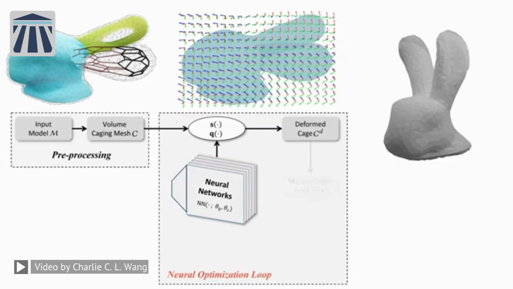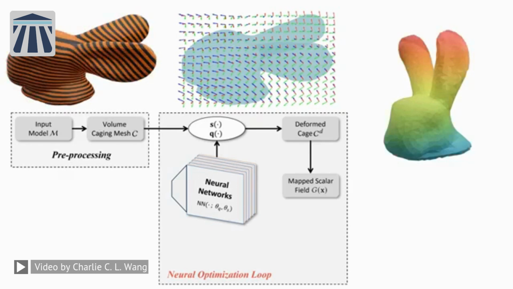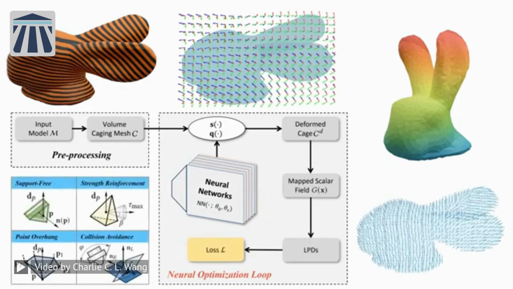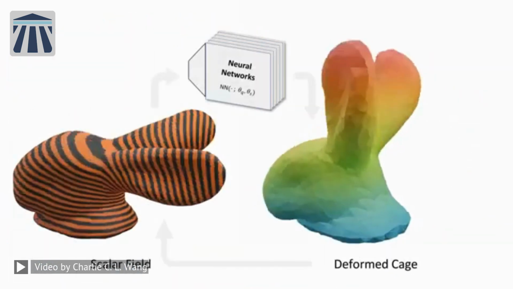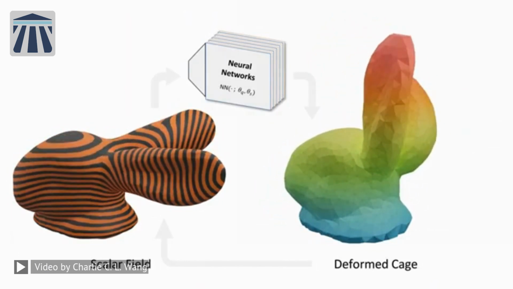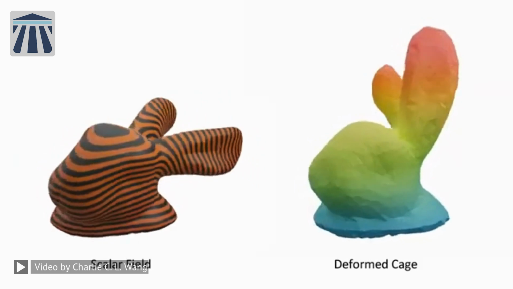As a result, a scalar field can be obtained in the model space by the mapping between the deformed and undeformed cages. The local printing directions are obtained as a gradient of the scalar field. Different loss functions are defined for different manufacturing requirements. As our pipeline is differentiable, backpropagation can be realized to minimize its loss functions. The optimization is conducted iteratively so that a scalar field can be optimized in the model space.